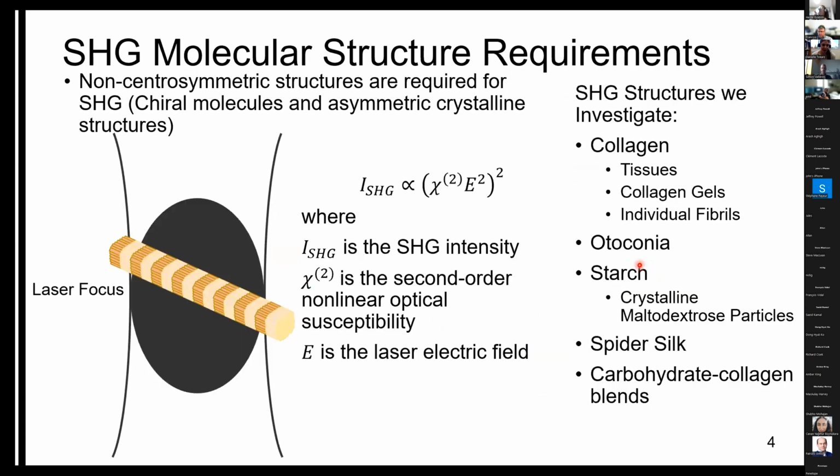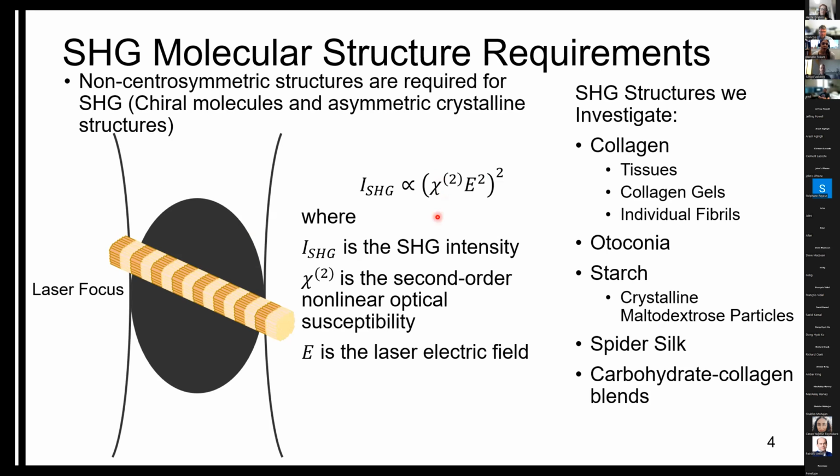Now, there is one caveat, and that is the fact that only certain structures generate SHG signals in the laser focal volume. So in this relation that you see here, there is a nonlinear dependency of the SHG intensity on the electric field. And this SHG intensity also depends on Chi2, the second order nonlinear optical susceptibility. Chi2 is a material property, and it is a function of how much SHG each individual molecule produces and on the arrangement of the molecules in the focal volume.